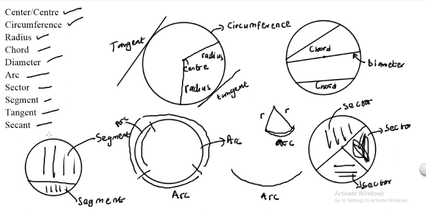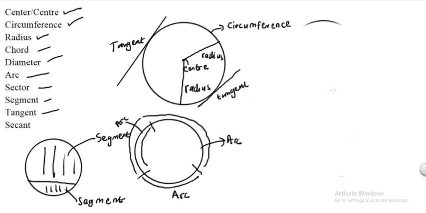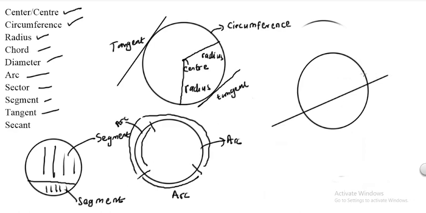For the last one, a secant. A secant is kind of like an overextended chord. So let me clean up space to draw the secant. Say you have a circle here. The secant is simply a line that passes through the circle. So this is a secant. This is also a secant. So that's it on the parts of the circle.